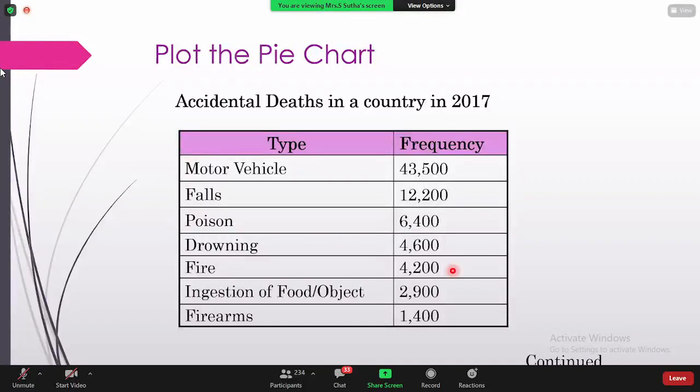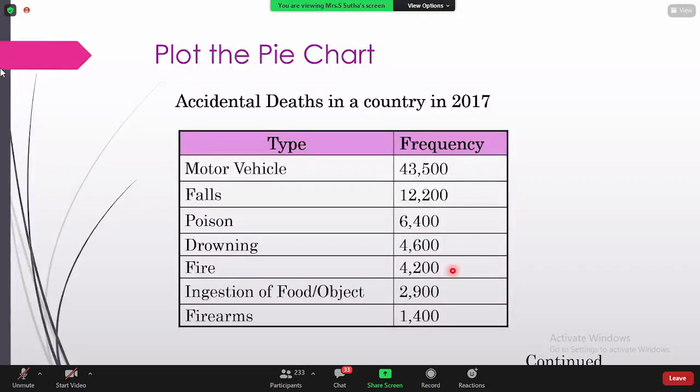How can we calculate the relative frequency? For example, how can you calculate the relative frequency for motor vehicle? Motor vehicle frequency divided by total frequency. You have to get the total number of frequencies by adding all those frequencies, and then divide the motor vehicle frequency, 43,500, by the total number of frequencies. Similarly, you can calculate each and every relative frequency.